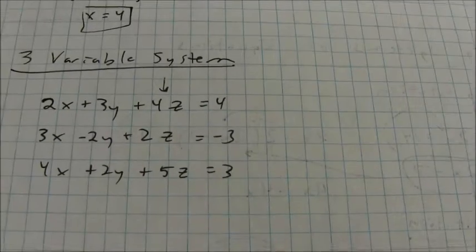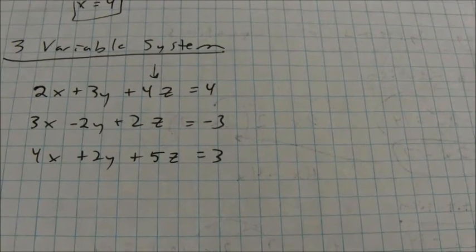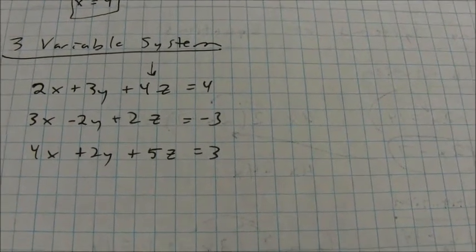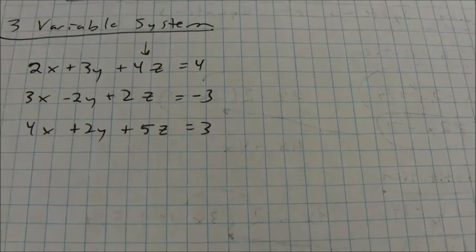Now I want to show you how to solve a 3-variable system. The idea is very much the same. You want to get this down to, actually you want to get it down to equations with only one variable, but first you want to get it down to two equations with two variables. So I'm going to use elimination.